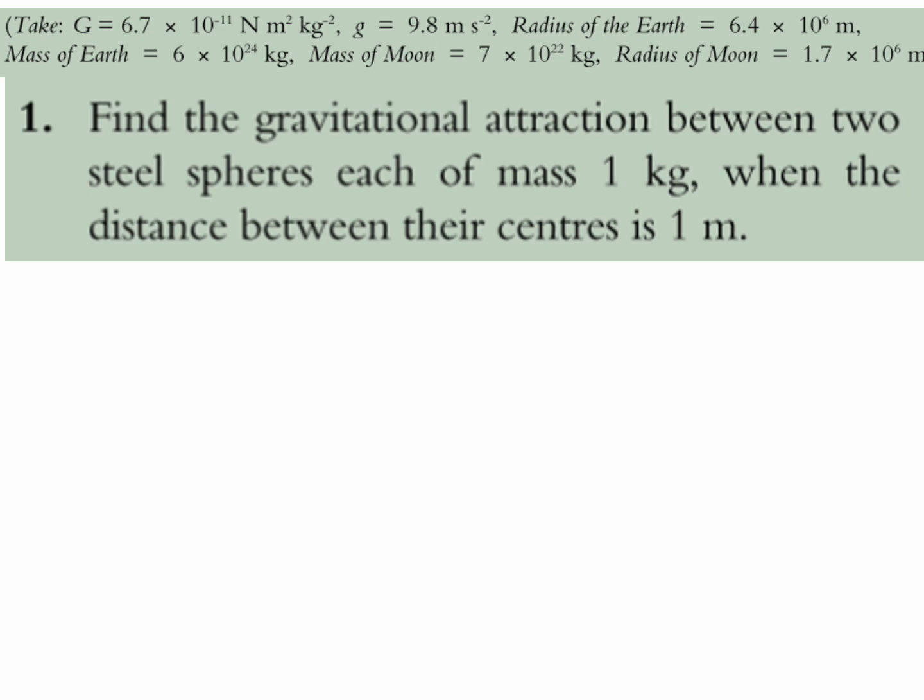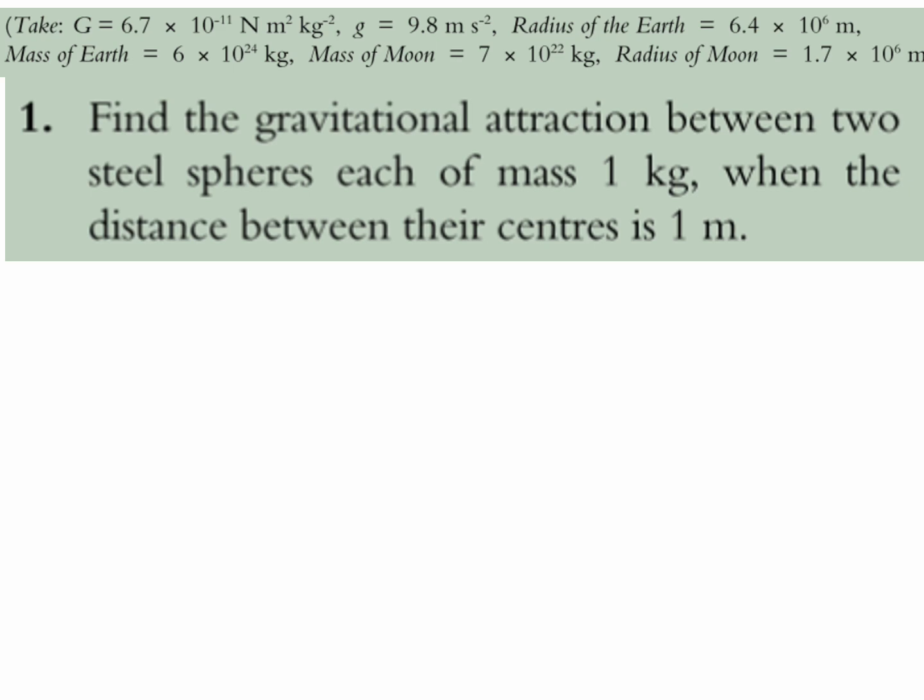They gave us the value for gravity, 9.8 meters per second squared. They gave us the radius of the Earth, the mass of the Earth, the mass of the moon, and the radius of the moon. So you needed various parts of these in some of the questions. So question 1 was straightforward enough.